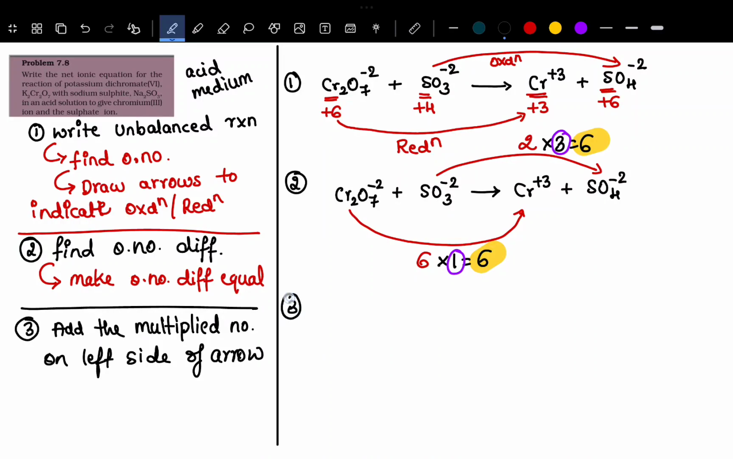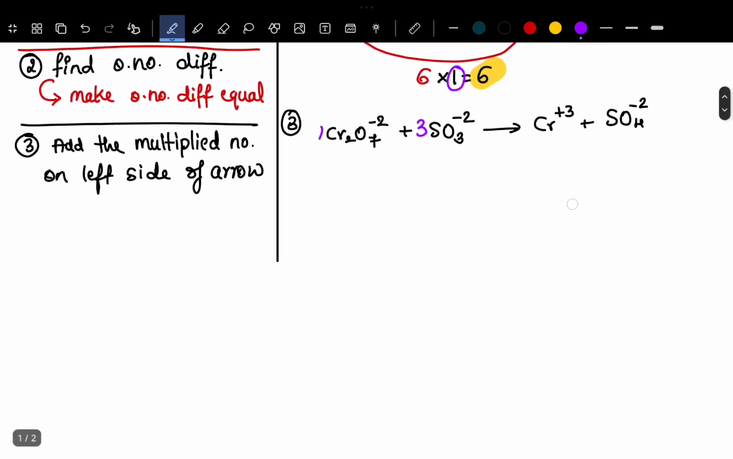So first I'll rewrite this equation. Cr2O7 minus 2 plus SO3 minus 2 gives Cr plus 3 plus SO4 minus 2. Alright. So here we have multiplied this by 3. So I'll add this 3 here. So here we have 3. Here we have 1. So I have to add it here. So anyway it will be as it is. Alright. So this is our third step.